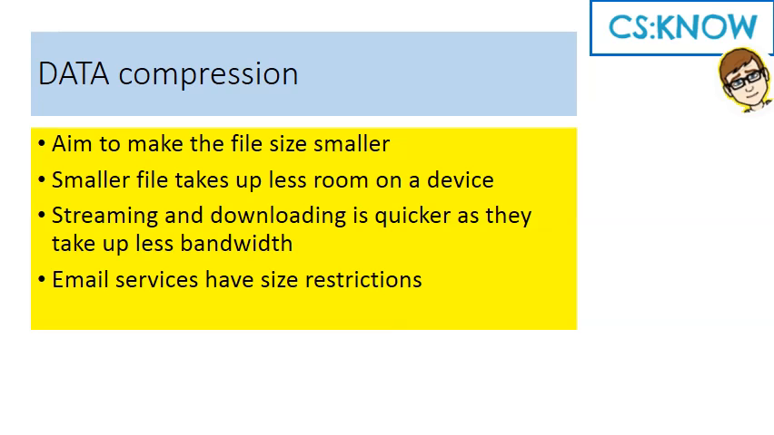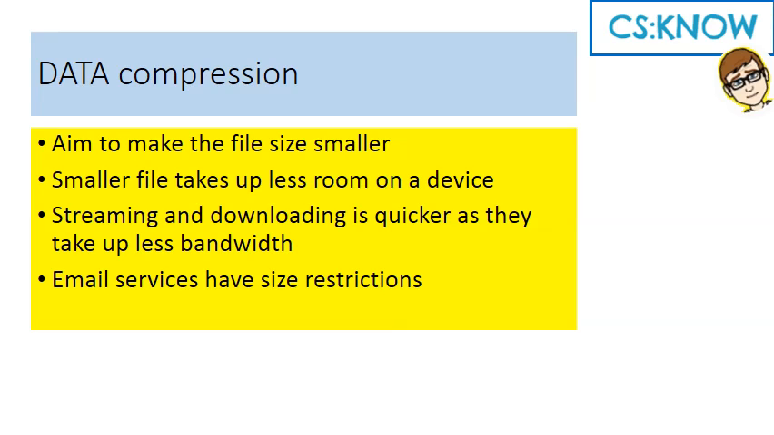Smaller files take up less space on our device. Streaming and downloading is quicker as they take up less bandwidth. So we talked about this before, how bandwidth is kind of like a road getting to your house. How wide's the road? A wider road, like a motorway going to your house, means you get there dead fast. If it was a windy road, it was only one lane of traffic, but you had to take it in turns, that's going to take a longer amount of time. So a smaller file will take up less bandwidth.